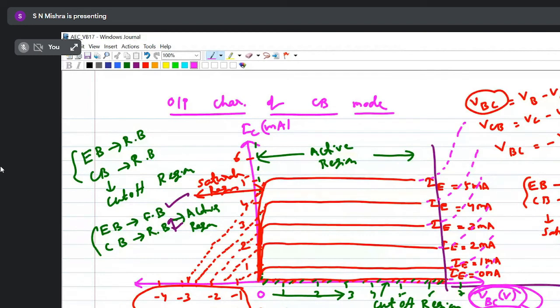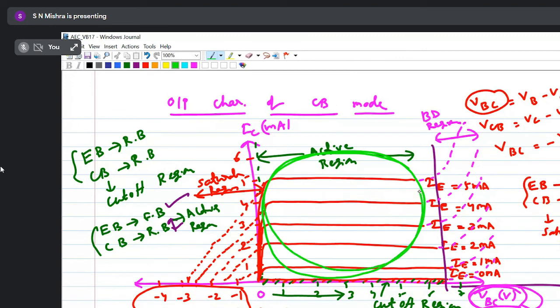So this region is called the breakdown region. Generally we avoid this breakdown region. And to operate the transistor as an amplifier, we have to operate the transistor in the active region. This region of operation is very important. So we have to make sure my transistor is operated in this region so that it can act as an amplifier.